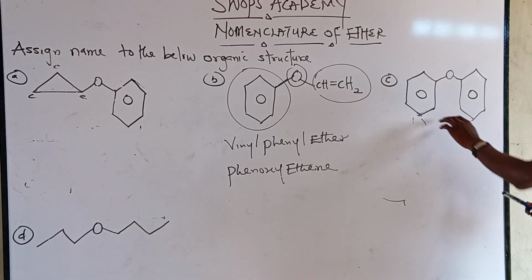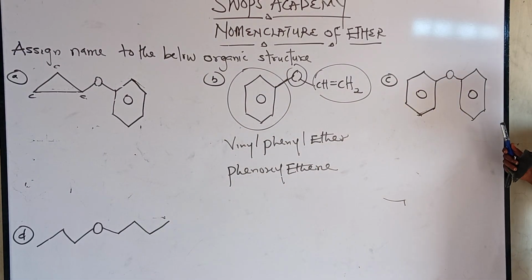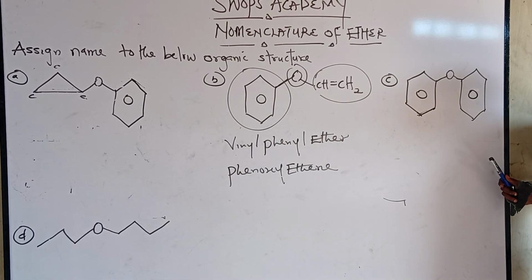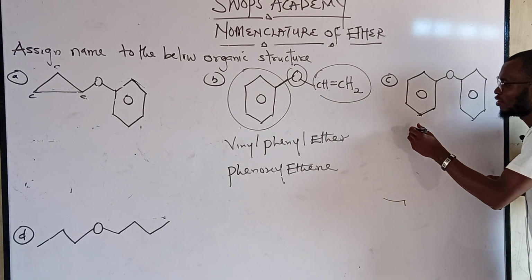This is the functional way. Now let's go to this one. This one is very simple. You can press the pause button and answer this by yourself. It's very simple. What do we have here? We have phenyl here.